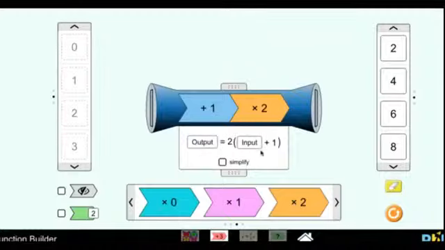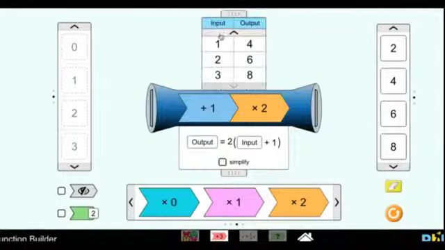And the rule says that you will get the output by adding 1 to the input, and then the result is multiplied by 2. And the result is this table of values. 1 is paired to 4, 2 is paired to 6, 3 is paired to 8, 0 is paired to 2. So that is what's going on when we talk about function.